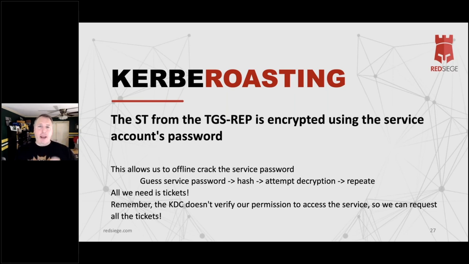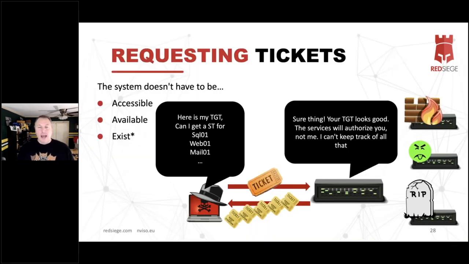Remember that the domain controller does not make the decision whether I have access to the service or not. That means I can request a ticket for anything. I can request a ticket for any service in the organization. It can be things I clearly don't have access to, don't have permissions to. Those systems could be firewalled off. They could be offline, broken. In fact, they could be taken out of the network, sent to recycling, and not be in the network, as long as that SPN mapping still exists. I can request a ticket.